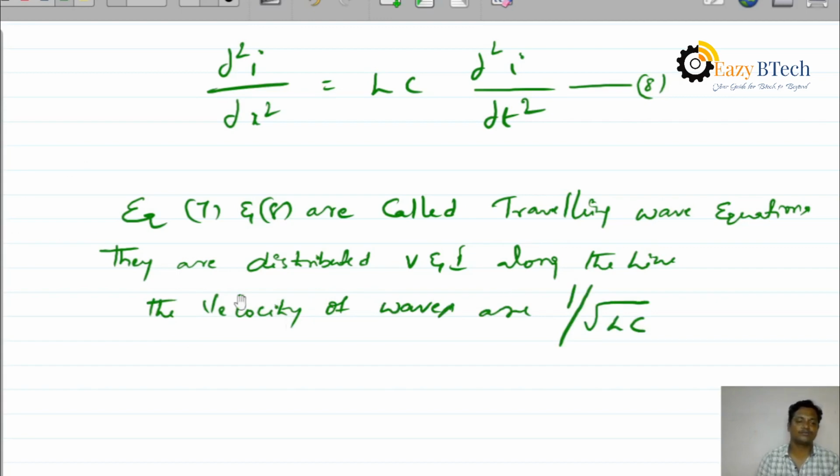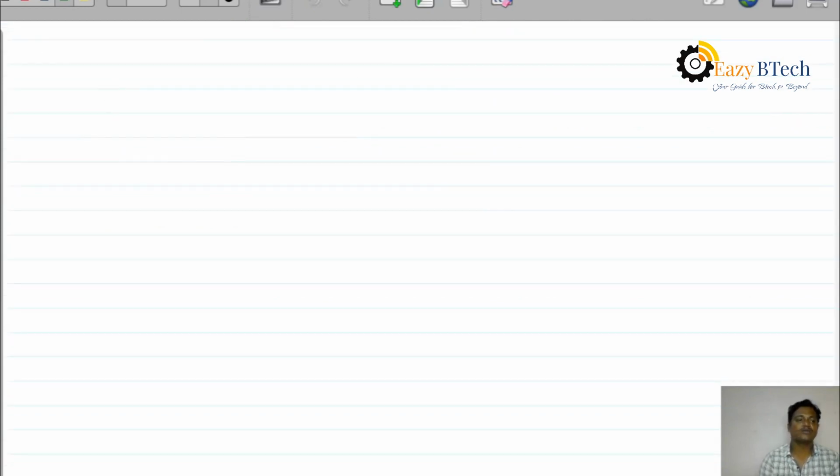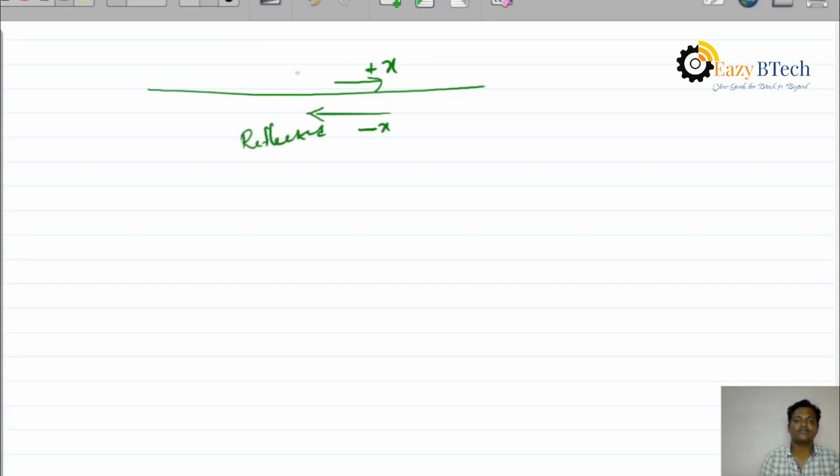Now, suppose it is the transmission line. If the traveling wave is flowing in this direction, it is the incident wave. I am taking it as plus x. If it is in the reverse direction, I am taking minus x for reflected waves. So this is the incident wave. Okay, the solution of the above voltage and current waves. The traveling wave is flowing through the forward direction, I am taking plus x. For the reverse direction, it is minus x.